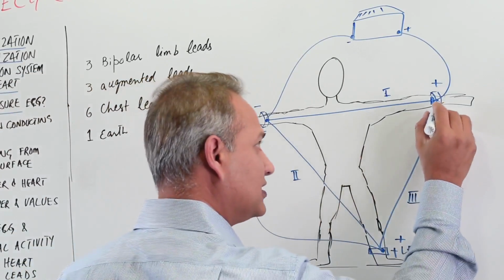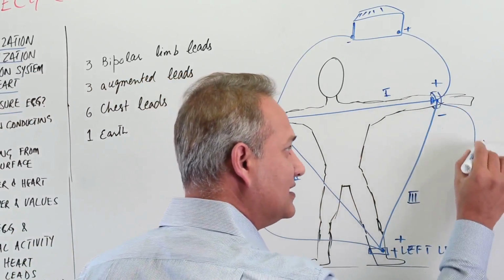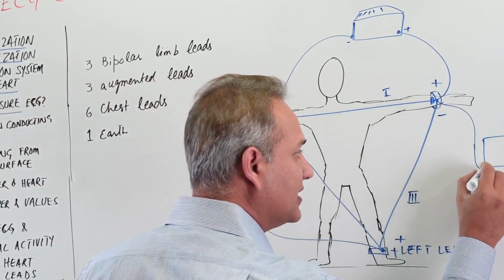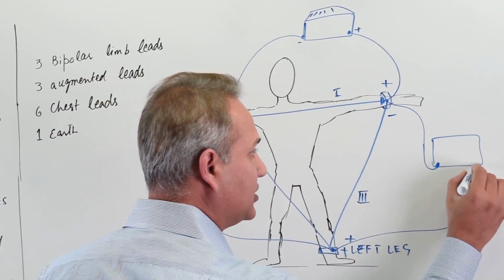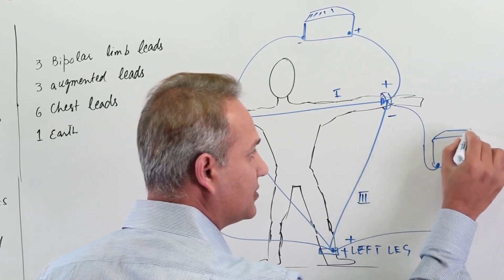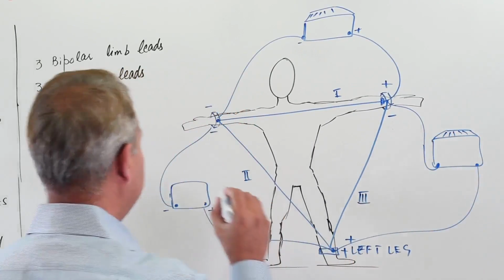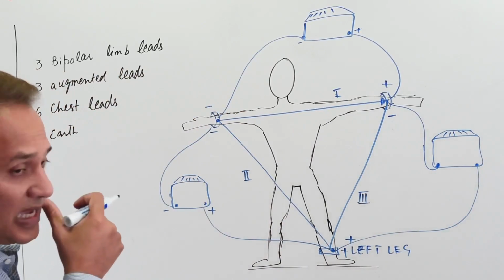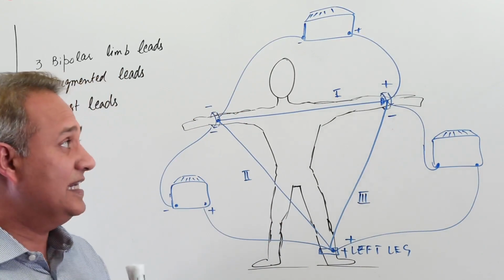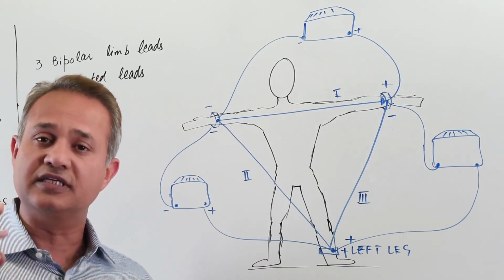Again, this one you can also see that in the ECG machine, the negative will go and attach here, the positive will go and attach here on the ECG. Right? So that is the way these leads are set up. These are bipolar, these are limb leads.